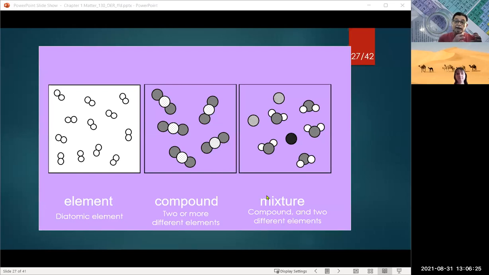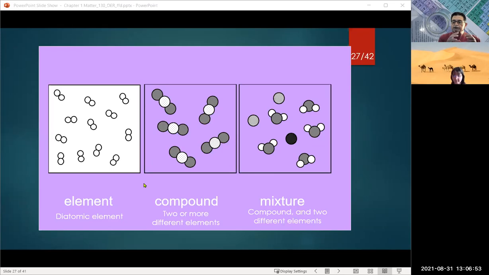So it's diatomic. So the formula for the element hydrogen is H₂. And we depict those diatomic elements by putting together 2 spheres of the same color and the same size. So that represents an element, specifically a diatomic. Now, the compound, if you recall from the definition, is made up of 2 or more different elements.